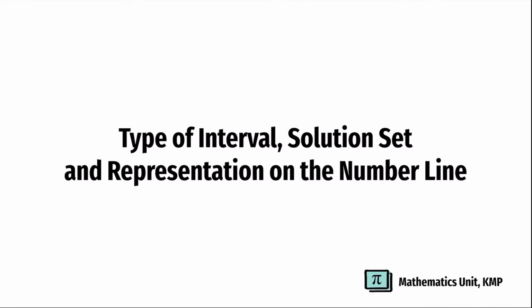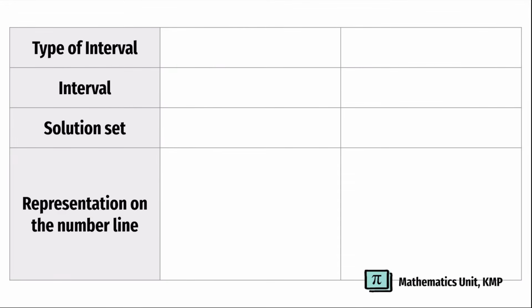Let's take a look at the types of interval, solution set, and representation on the number line. We have 4 types of intervals. The first interval is the closed interval. We can denote a and b with square brackets, where a, the smaller value, will be on the left and the larger value, b, will be on the right. You may say a is the start point and b is the end point.